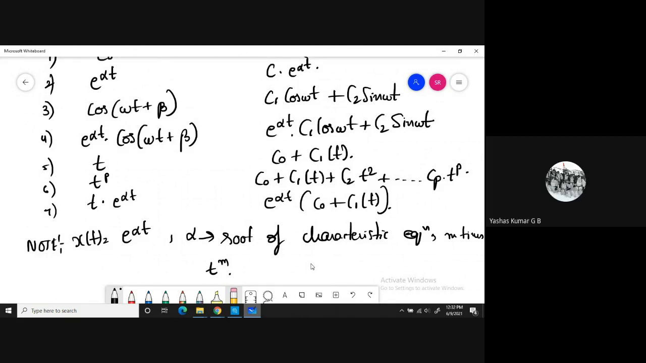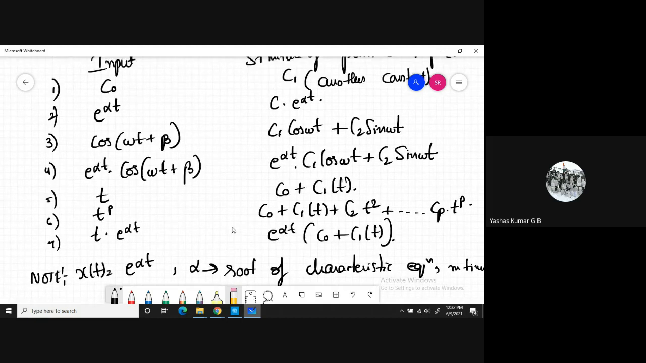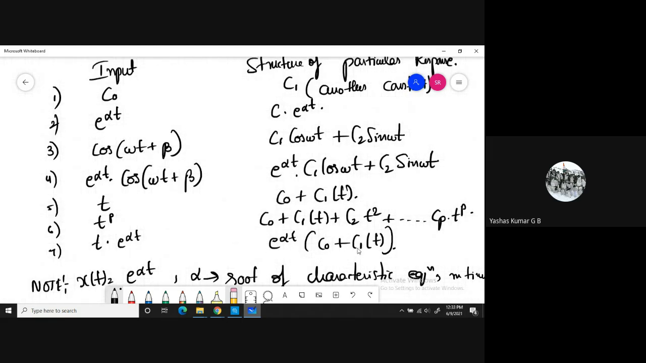Ma'am, is C1 of t a constant or a function? C1 into t. Okay, ma'am. This is also C1 into t, and C2 into t square. This is C0 plus C1 into t, like that. If it is t, you'll get C0 plus C1 into t. If it is t square, it means C0 plus C1 into t plus C2 into t square, like that, depending on this p. This is t to the power of 1, so it is C0 plus C1 into t.